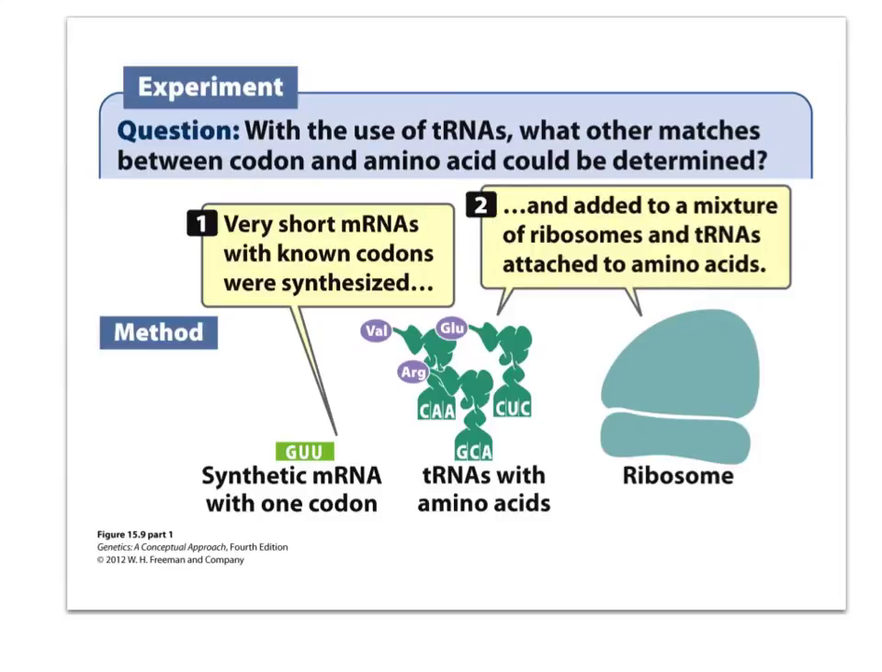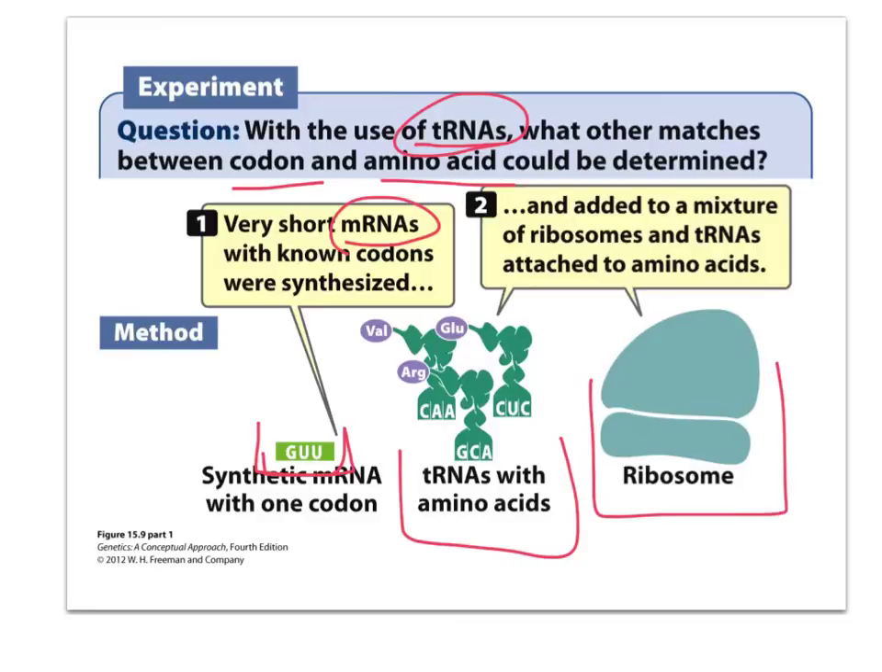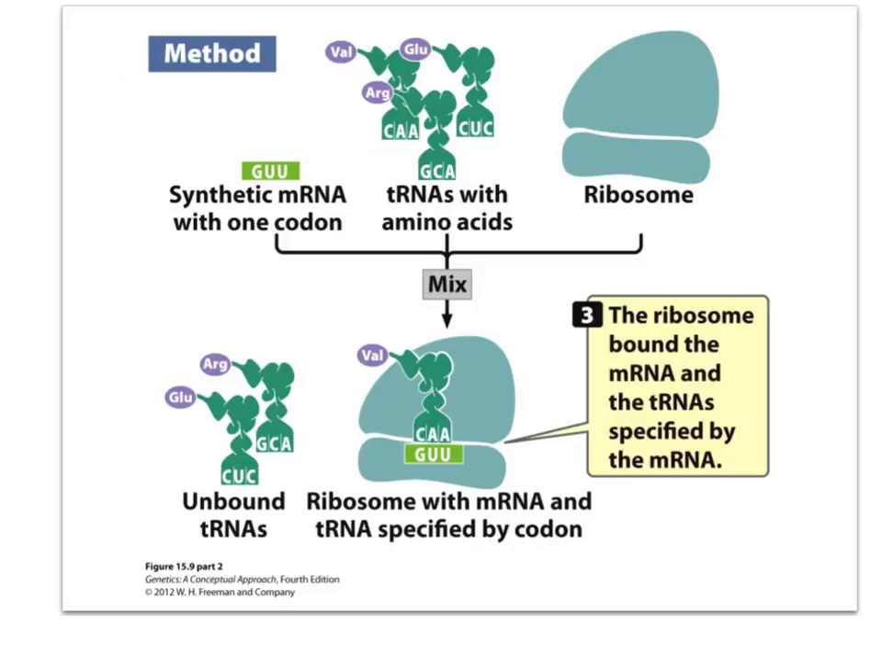Okay, so then they had to figure out, well, how do those amino acids get in there? How does that tRNA thing work? And so with the use of tRNAs, what matches between codon and amino acid could be determined. So again, they made very short mRNAs, essentially 3 bases, right? One codon. A whole bunch of tRNAs with all different amino acids, use a ribosome, mix all of this together, and see what gets built.